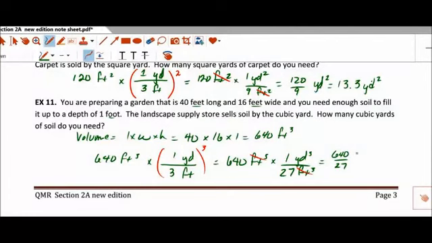So we're looking at 23.703, or 23.7 cubic yards.